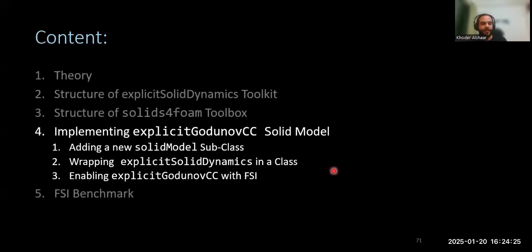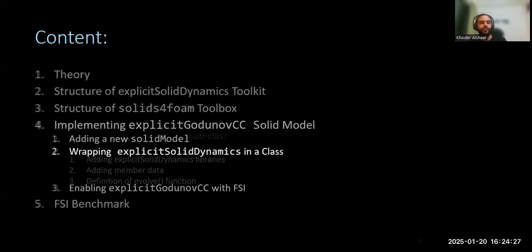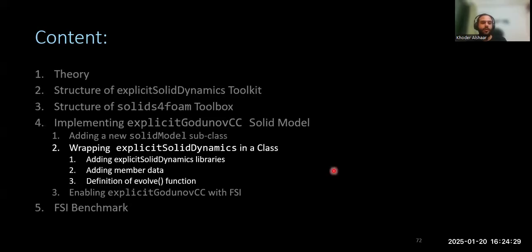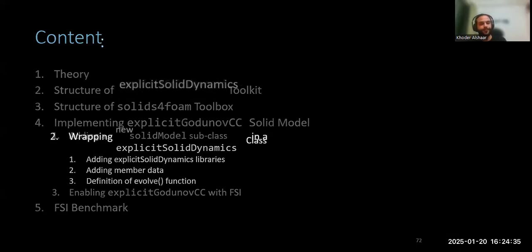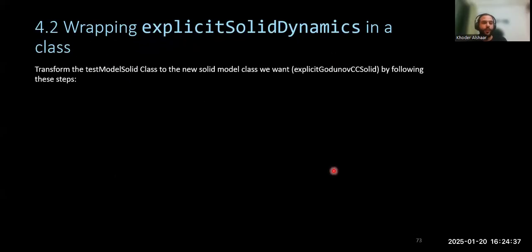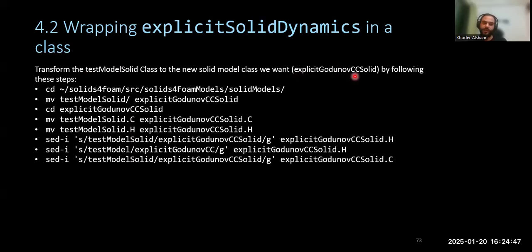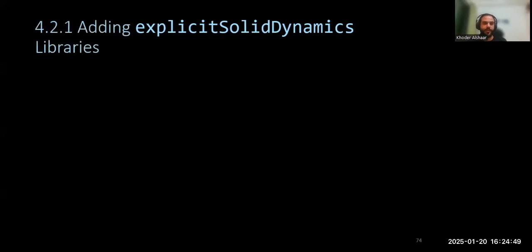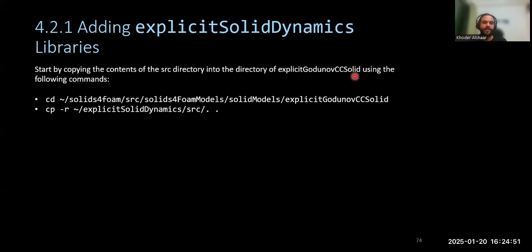So the next step is that we now have to move the explicit solid dynamics implementation to our new classes. First of all, we will transform the test solid model, like in the previous steps, into an explicit Godunov CC solid model. We repeat similar steps here, and the next step is adding the libraries.